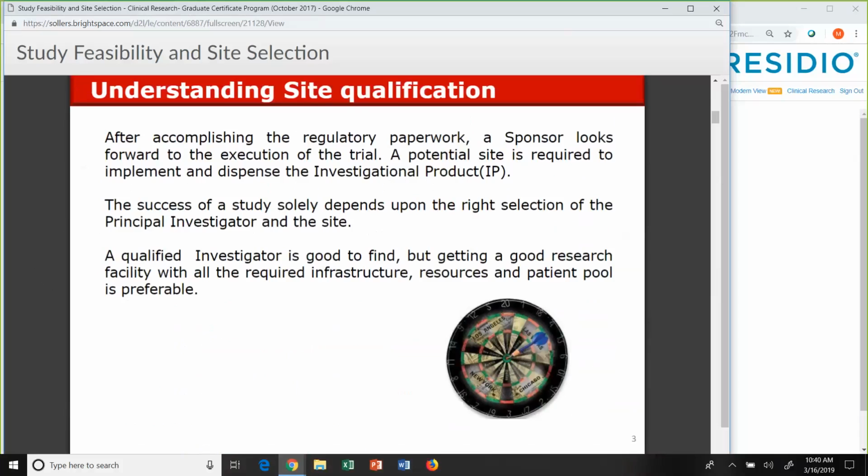So once all the paperwork is in the regulatory, the sponsor looks forward to execution of the trial. The potential site is required to implement and dispense the new investigational product. The success of the study solely depends on the right selection of the PI and the site, and I agree with that. A qualified investigator is a good fit, but getting a good research facility with all the required infrastructure, resources, and patient pool is preferable, is actually needed. It's not just preferable. We need to have that.